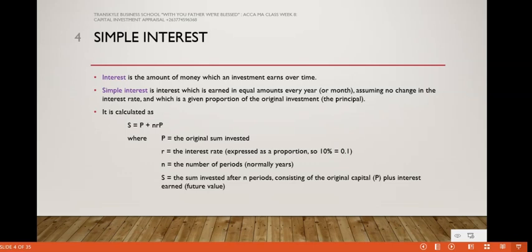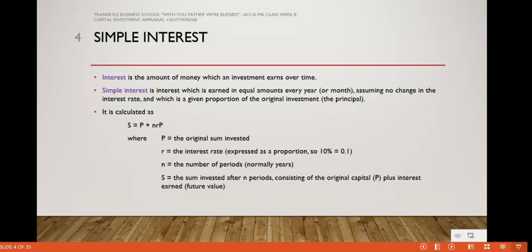So if an investor decides to part with his money, let's say through some investment, or lends out the money to borrowers, he expects to get that money with some interest on top. So there is what is called simple interest. Simple interest is interest which is earned in equal amounts every year or month, assuming no change in the interest rate, and which is a given proportion of the original investment, the principal.